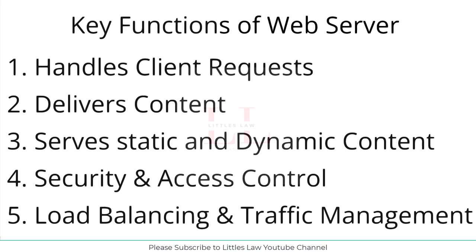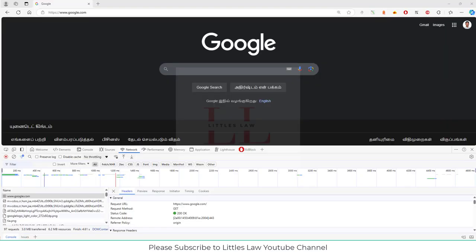For example, when a user types http.google.com in their browser, the browser sends a GET request to that web server. Let me show you quickly. This is how it works. I'm sending a request to google.com, and here you can see the request method and the request URL. The browser sends a GET request to the web server, and that might look like this: the GET request and then the URL.